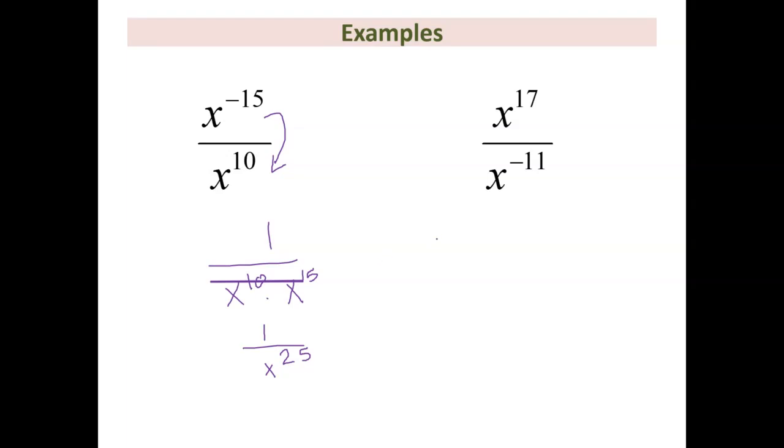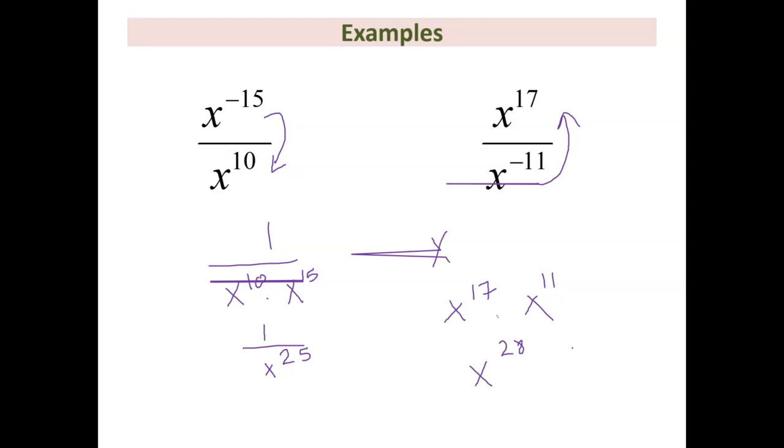In the last one, same thing I will do. Leave the x to the 17 as is. And then you will take this x to the negative 11 on the top. As soon as you do that, nothing left on the bottom, and the power will become positive. Once again, I'm going to use the product rule. Leave the x, 17 plus 11, you will add, that should give you 28. So the final answer is x to the 28. So these are the different ways you can change the negative into the positive.